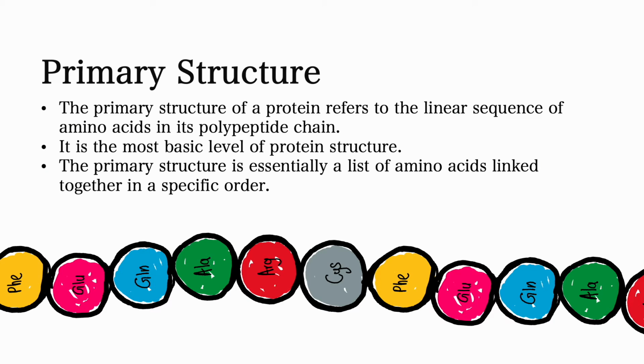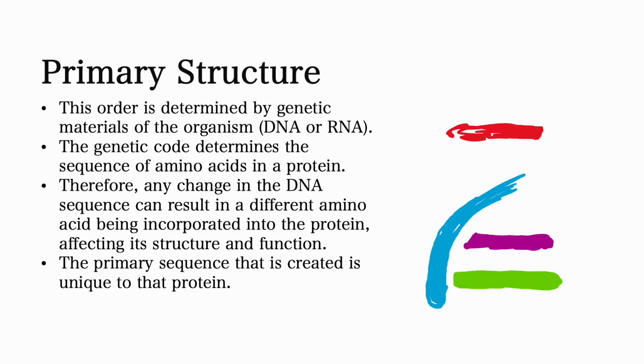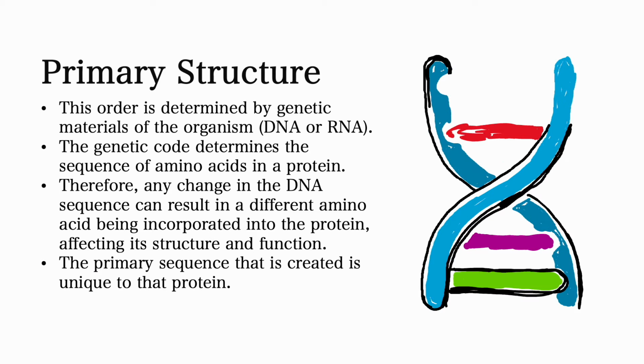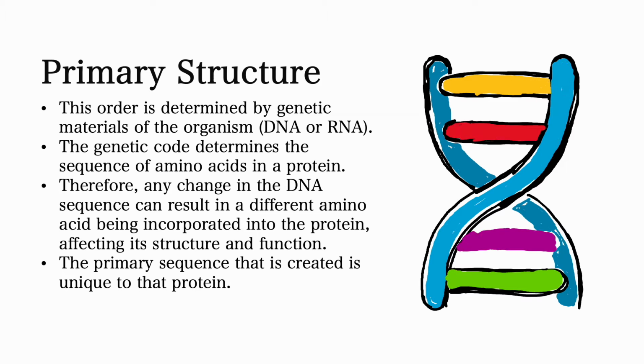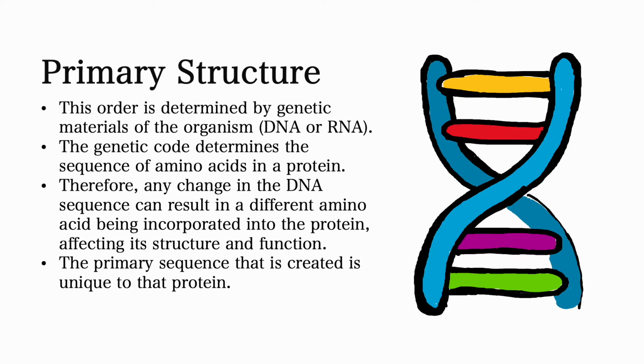Primary structure. The primary structure of proteins refers to the linear sequence of amino acids in polypeptide chains. It is the most basic level of protein structure. The primary structure is essentially a list of amino acids linked together in a specific order. This order is determined by the genetic material of an organism. This may be DNA or RNA. The genetic code determines the sequence of amino acids in a protein.